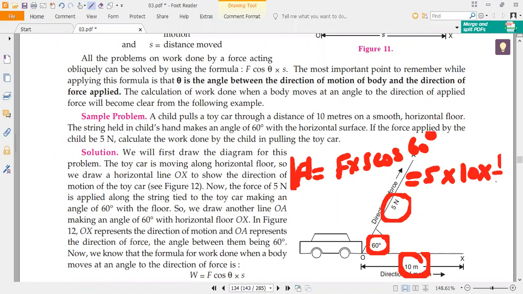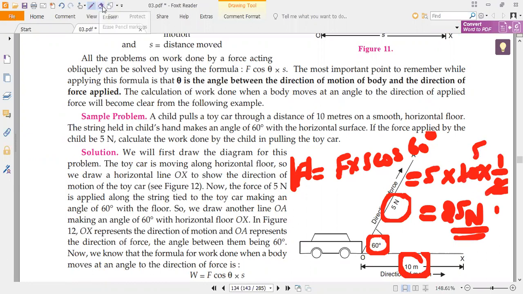Cos 60, how much is it? Check the value and tell me. Just now I told you. 2 fives are 10, so 5 fives are how much? 25. Not 25 newtons, 25 joules. Work done is equal to 25 joules.